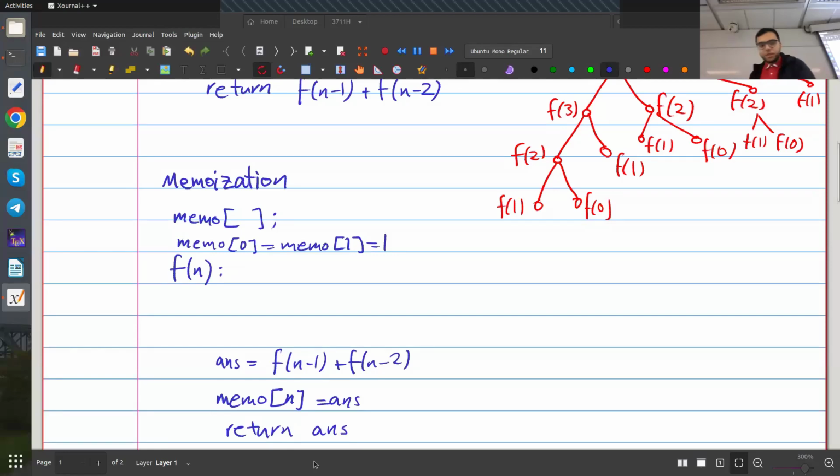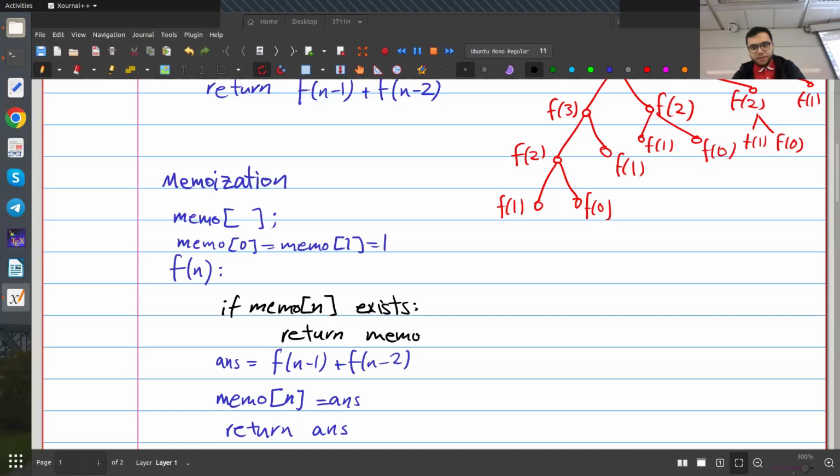But now I'm going to change my code in another way as well, and it's right here. When I enter f of n, instead of just trying to calculate it, I first ask myself, have I calculated this before? So I say if memo of n exists, if I have calculated it before, then just return memo n. So this is a very simple technique to make sure that I calculate f of n for every n exactly once. I will never do it more than once.